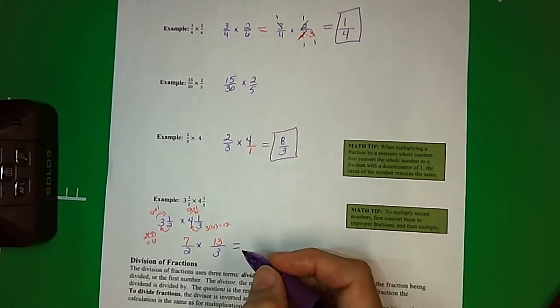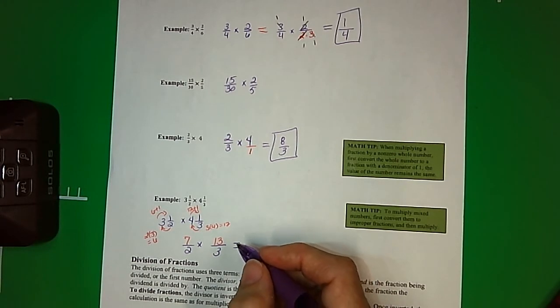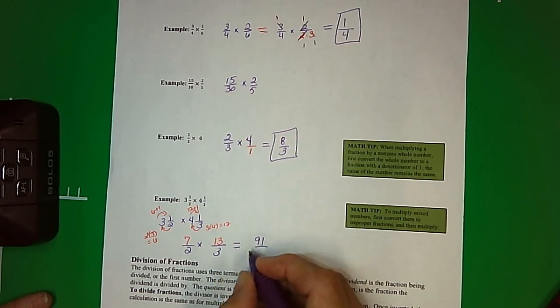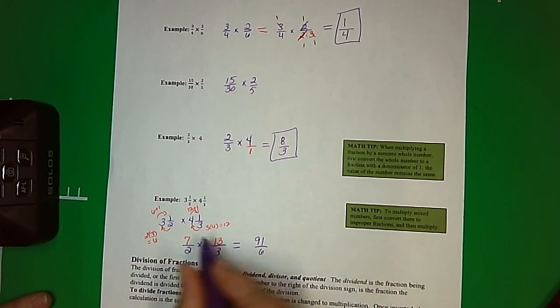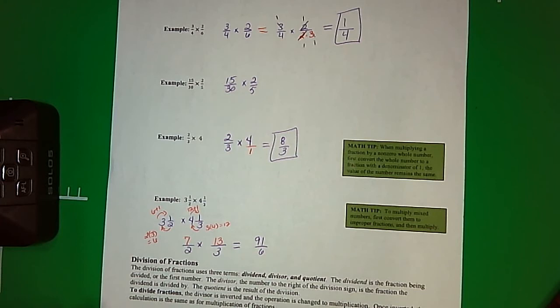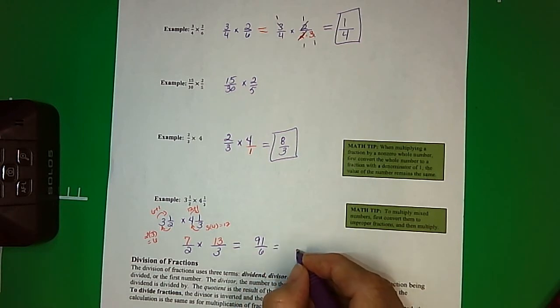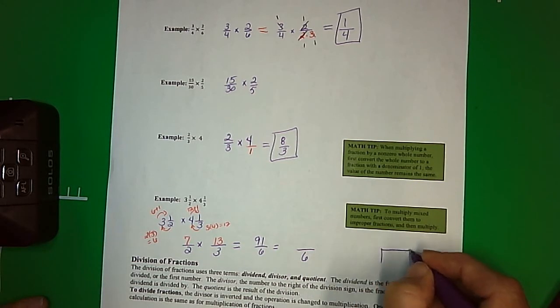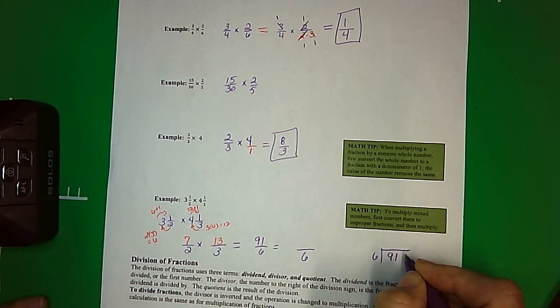So what I'm going to do is multiply them out. I'm going to say 7 times 13, which is 91. And then 2 times 3 is 6. And since these were written as mixed numbers, let's go that extra step and write it as a mixed number. So I'm going to put 6 out here because the denominator doesn't change. And let's do long division to figure this out.